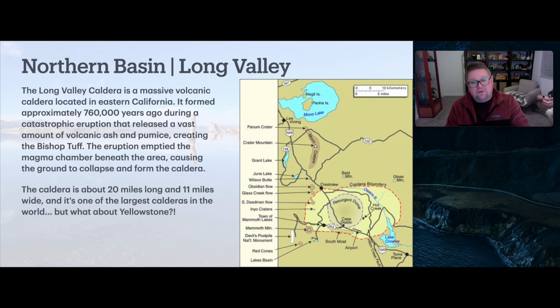That happened about the same time as this. In fact, there are deposits in the Mojave Desert where we find both Long Valley deposits and Yellowstone deposits of ash. But big stuff. These are big volcanoes. So this is the boundary itself. Here's Mono Lake to the north, Lake Crowley at the bottom. It's right in between the two, and the Owens River cuts right through it.